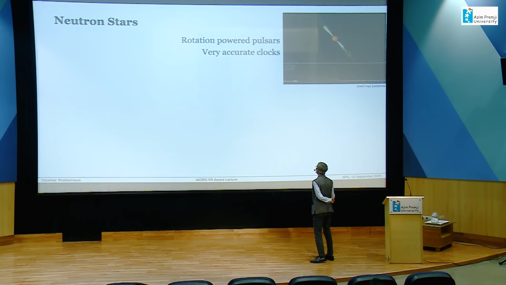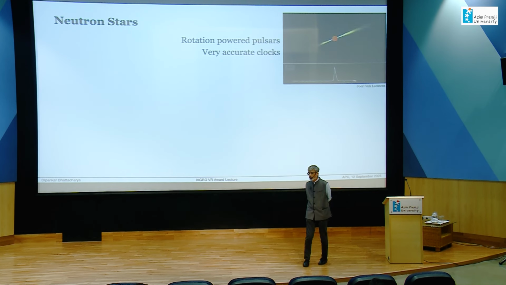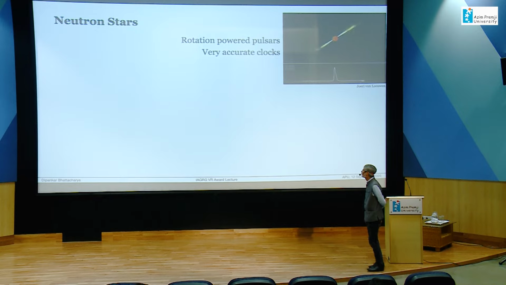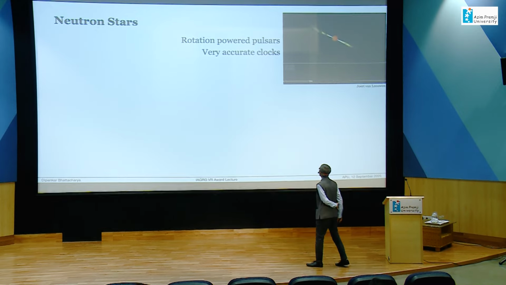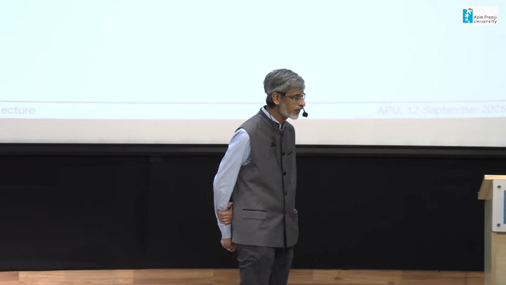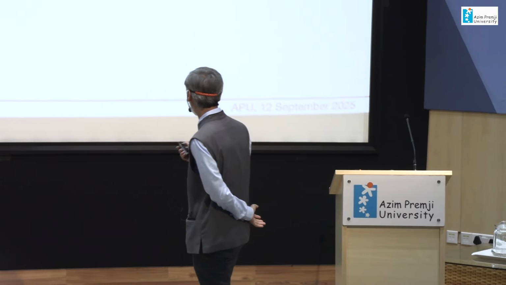And the property of these being very accurate clocks is something that will play a role in some of the observations that I'm going to talk about later. So keep that in mind. This is largely seen at radio wavelengths, but there are many pulsars which are also seen in X-rays and gamma rays. The larger numbers are in radio.